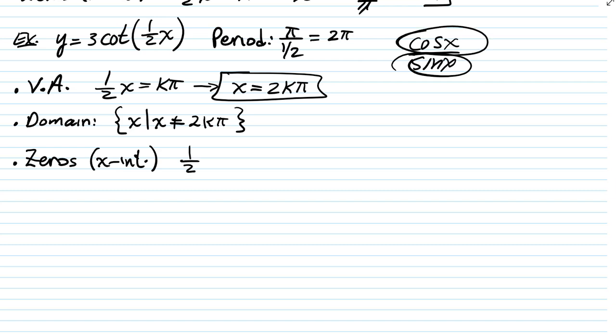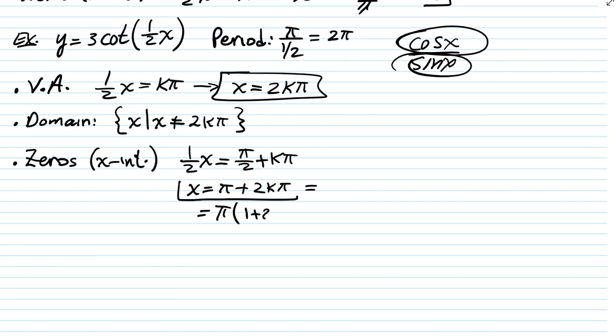So I'm going to set the argument of my function, cotangent of half x, equal to the zeros of cosine, pi over 2 plus k pi. Then double up on everything, both sides multiplied by 2, we get pi plus 2k pi. Okay, and there you have it. And of course, you can factor the pi if that's what you would like to do.